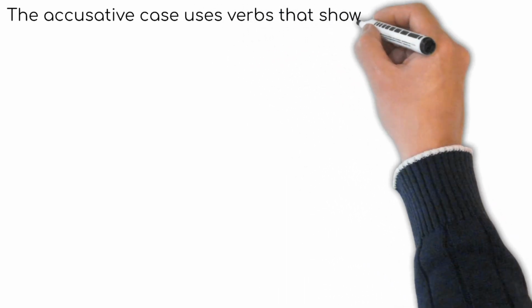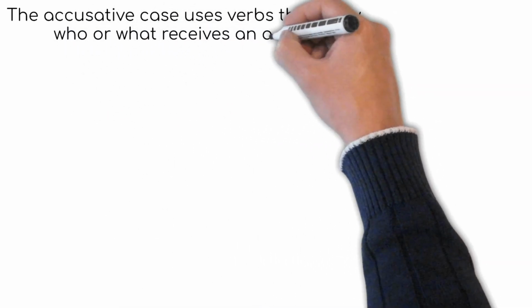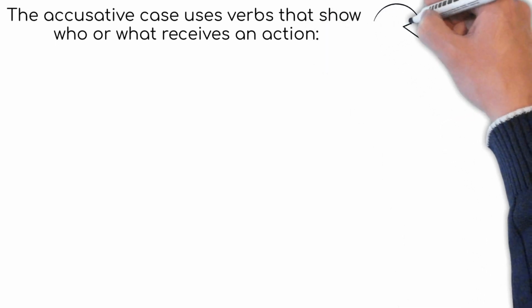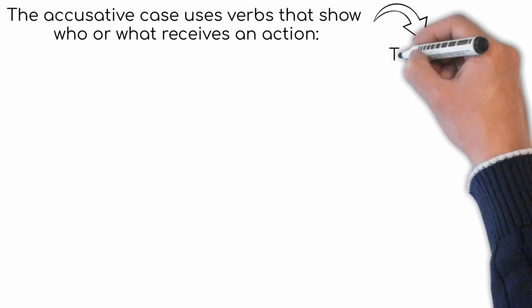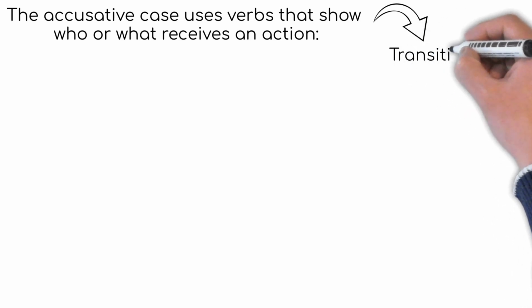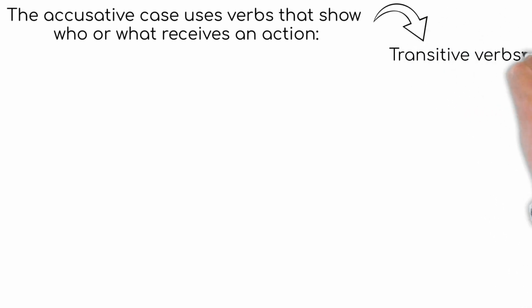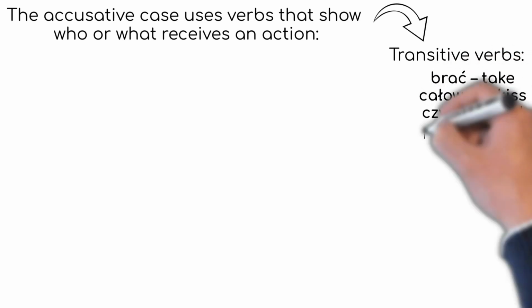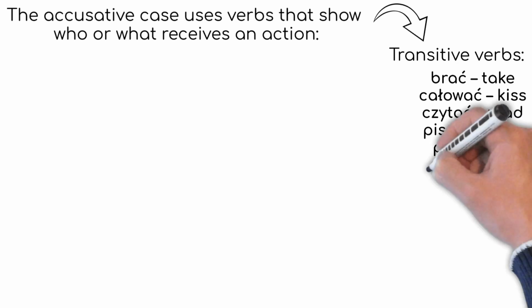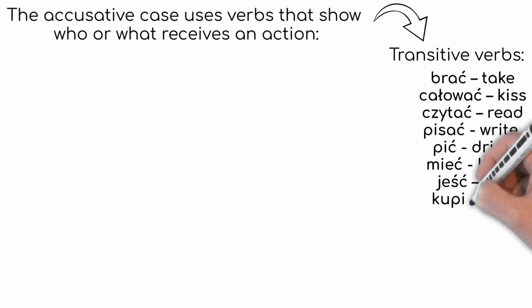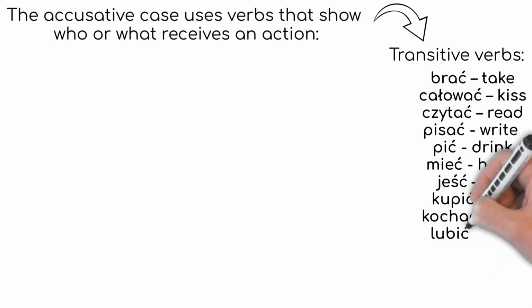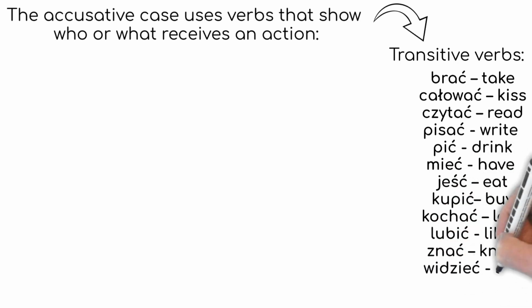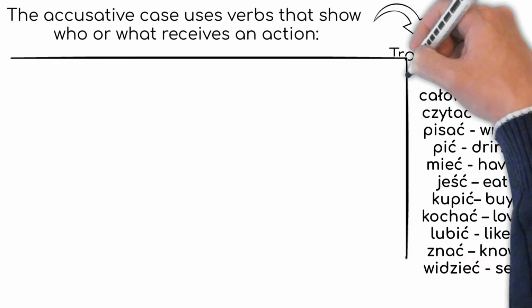Let's see how this looks like in practice. So the accusative case uses verbs that show who or what receives an action. As mentioned, these are called transitive verbs that identify a direct object in a sentence. Brać, całować, czytać, pisać, pić, mieć, jeść, kupić, kochać, lubić, znać, widzieć. After these verbs, we apply the accusative case endings.